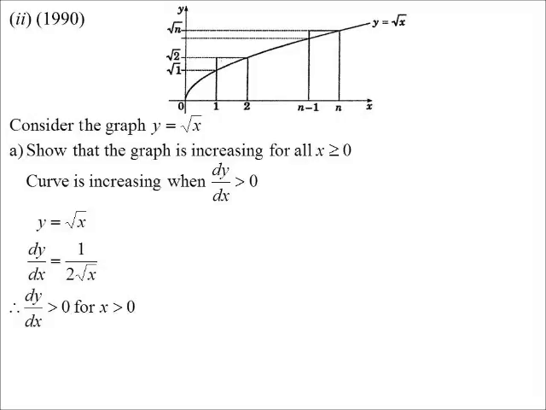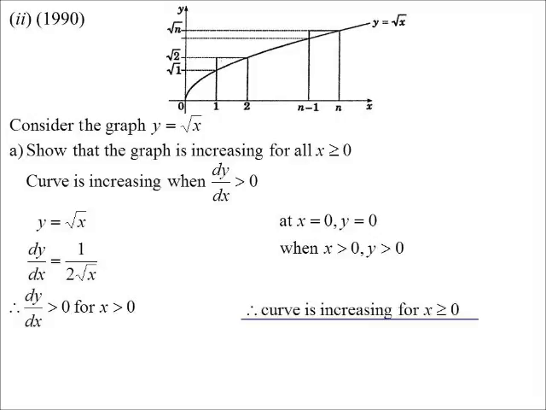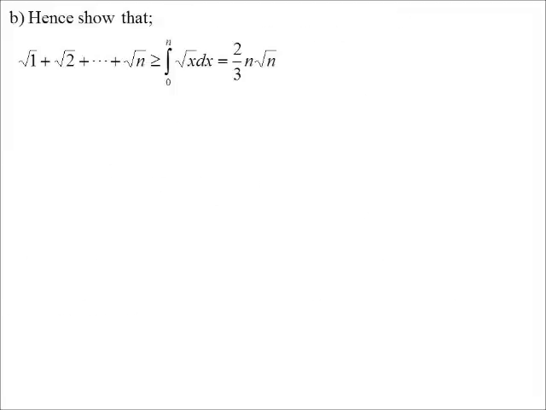And just to really confirm a point here, I know at x equals 0, y equals 0. When x is greater than 0, y is greater than 0. So our curve is continually going up. Let's look at the inequality part. We're now going to show, and it says hence, so they're giving you the big hint, use that graph, that the square root of 1 plus the square root of 2 plus and so on up to the square root of n is always greater than or equal to the integral of root x dx, which happens to equal 2/3 of n root n.